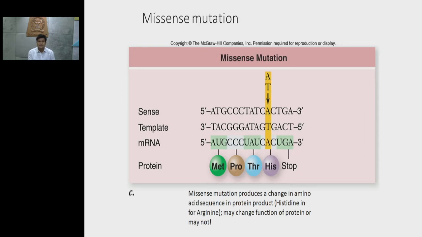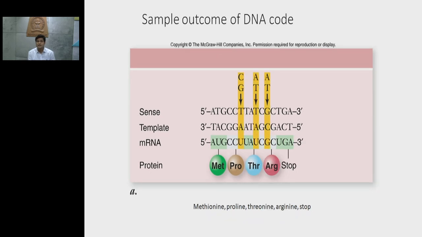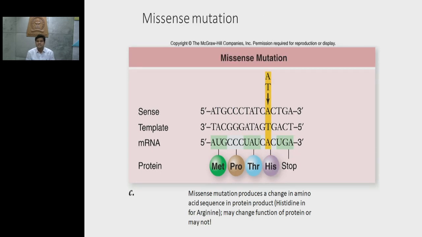In missense, what part of the base pair is changed? CG is changed to AT. So here the amino acid is changed from arginine to histidine. So that is missense mutation. This kind of mutation produces an effective change. This means the amino acid sequence in the protein product may or may not be changed. So this can lead to a change in the function of that protein.